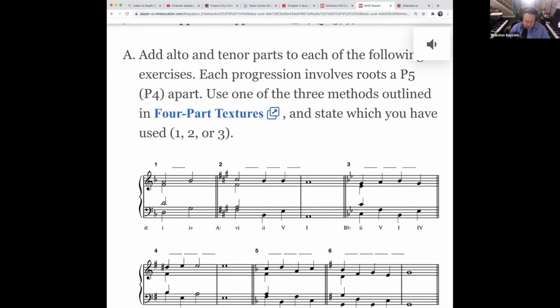Remember, method 1 is common tone, stepwise motion. Way number 2 is called similar motion by seconds or thirds. Excellent. And way number 3, a tertian leap with common tone and stepwise motion.